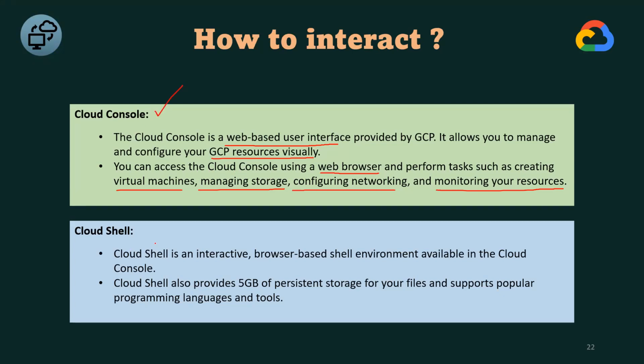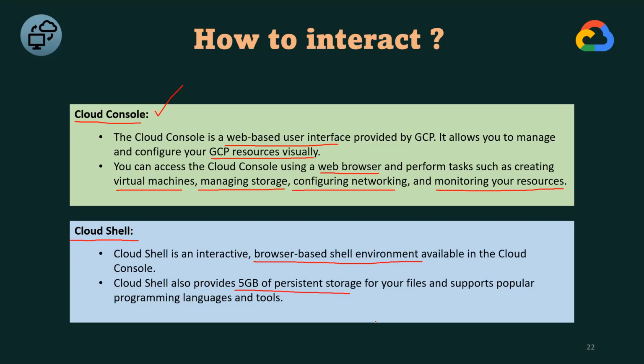Next one is Cloud Shell, which is very similar to the console, but only the interface method is different. Here you are interacting visually. Here you are going to interact with the GCP resources via a command line interface. Cloud Shell is an interactive browser-based shell environment available in the Cloud Console. It is a browser-based shell environment. Cloud Shell also provides you 5 GB of persistent storage disk for your files and supports popular programming languages and tools.